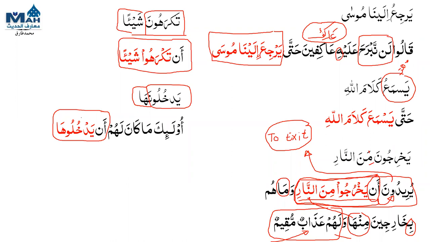أعوذ بالله من الشيطان الرجيم بسم الله الرحمن الرحيم. أولئك ما كان لهم أن يدخلوها إلا خائفين لهم في الدنيا خزي ولهم في الآخرة عذاب عظيم. ولله المشرق والمغرب فأينما تولوا فثم وجه الله إن الله واسع عليم. وقالوا اتخذ الله ولدا سبحانه بل له ما في السماوات والأرض كل له قانتون. Hasbuk, hasbuk.